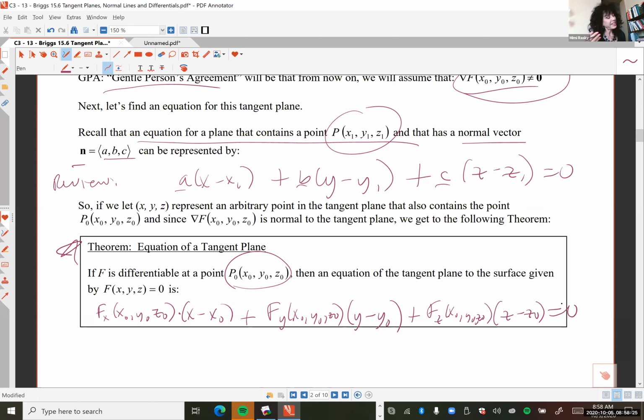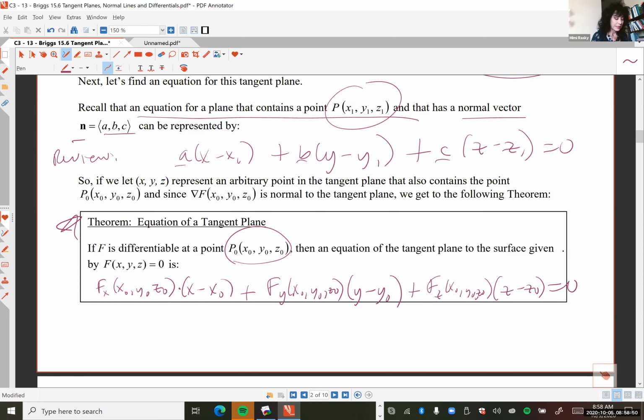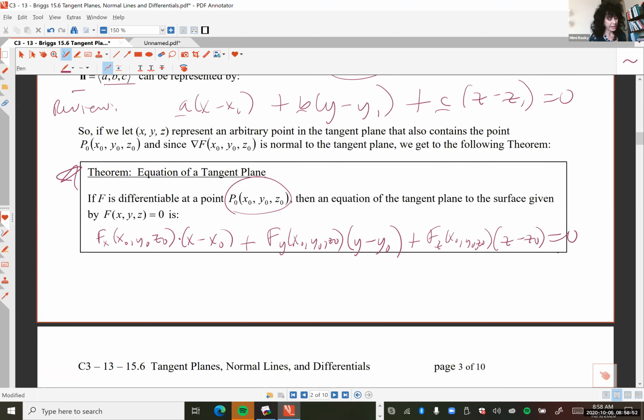Now Briggs gives something a little different, of course, because me and Briggs disagree a lot of times on these kinds of things. But I claim my equation is superior because it works whether your surface is given to you in explicit form or implicit form. So I really encourage you to use your lecture notes, and don't always believe every time you click the view an example button, because it's not that good sometimes, and can be confusing.